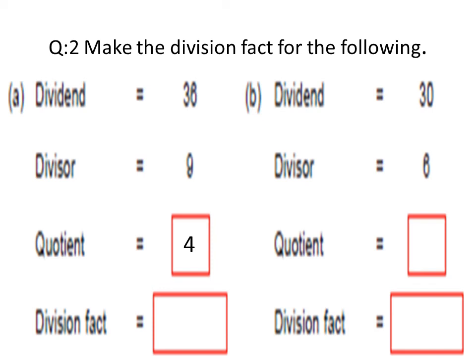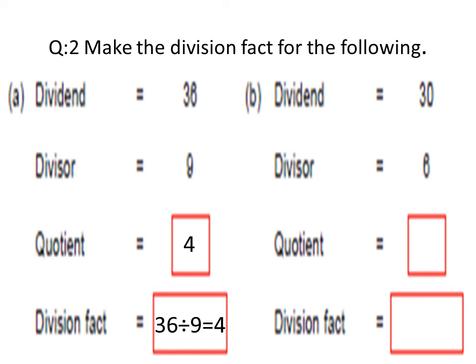So write 4 here. Now write division fact. How you write division fact? Dividend is divided by divisor is equal to quotient. So 36 divided by 9 is equal to 4.